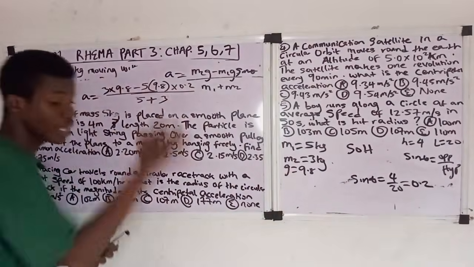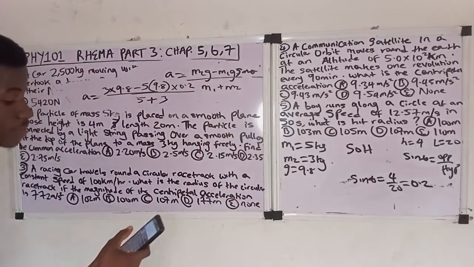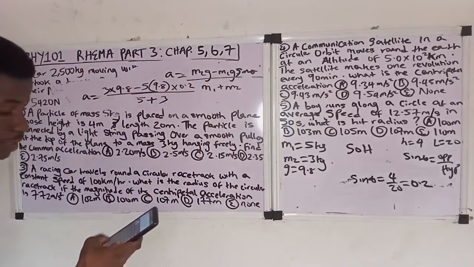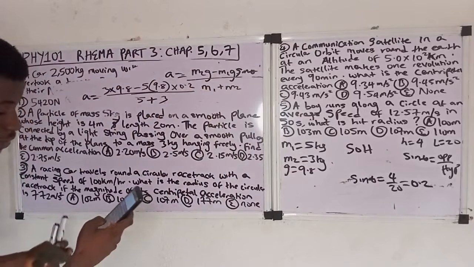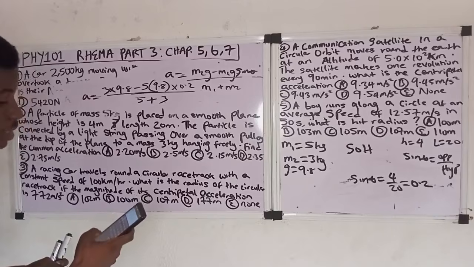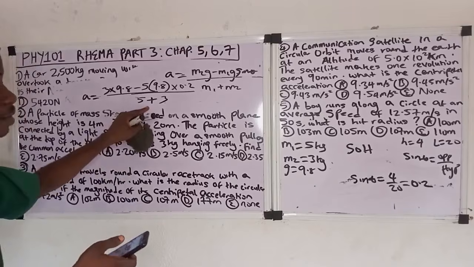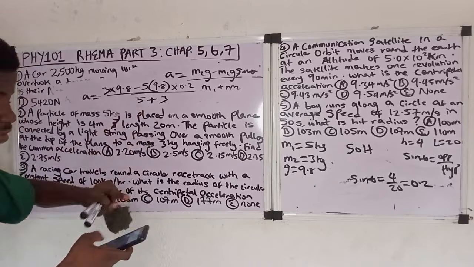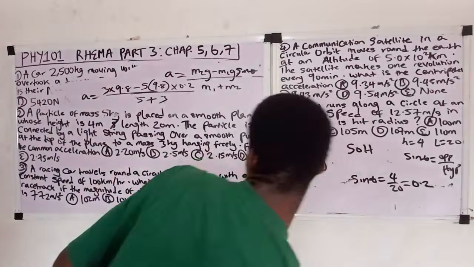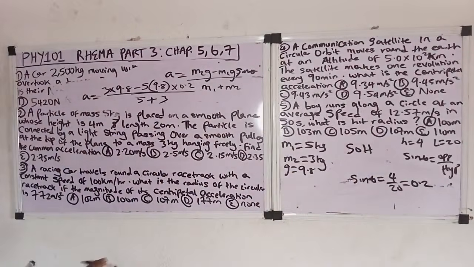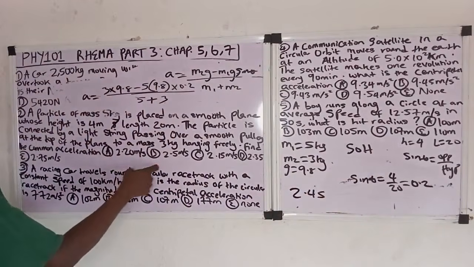So let me just do everything straight with my calculator. 3 times 9.8, then minus 5 times 9.8, then times 0.2, then divide by 5 plus 3, which is 8. So the answer is 2.45 meters per second. If you check the options, there is no 2.45.